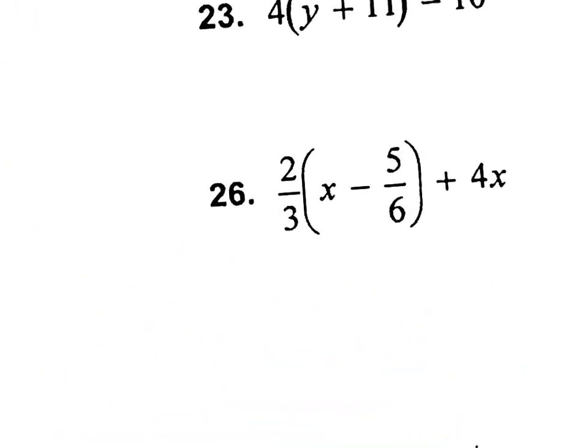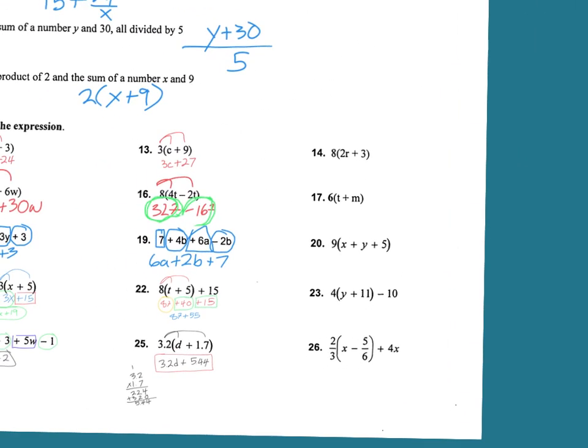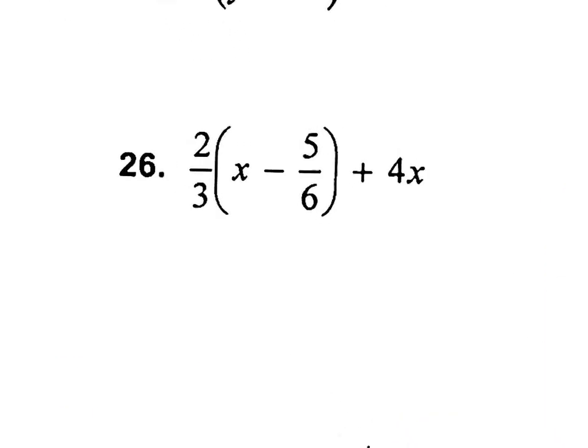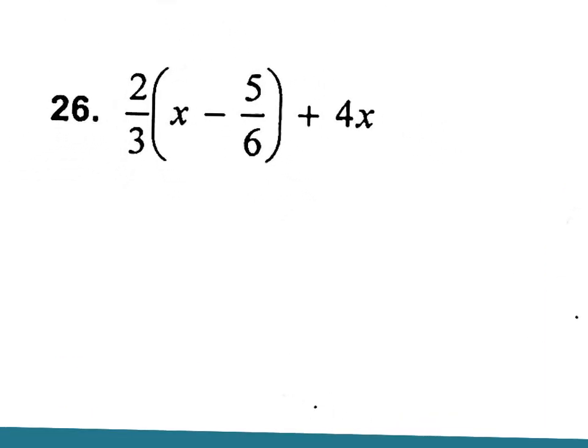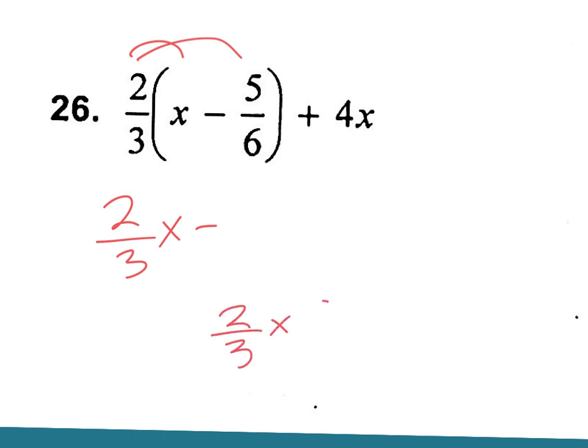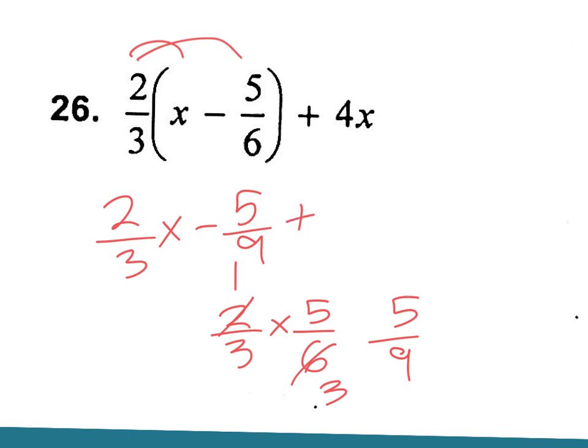All right, fractions. I skipped a whole bunch over here, but that's okay. Do we have to freak out because of the fractions? Nope. We know how to multiply fractions. So let's try this one out. 2/3 x. 2/3 times 5/6. So I'm going to write it down here. Can I simplify? Yep. I get 5/9. So this is 5/9 plus 4x.